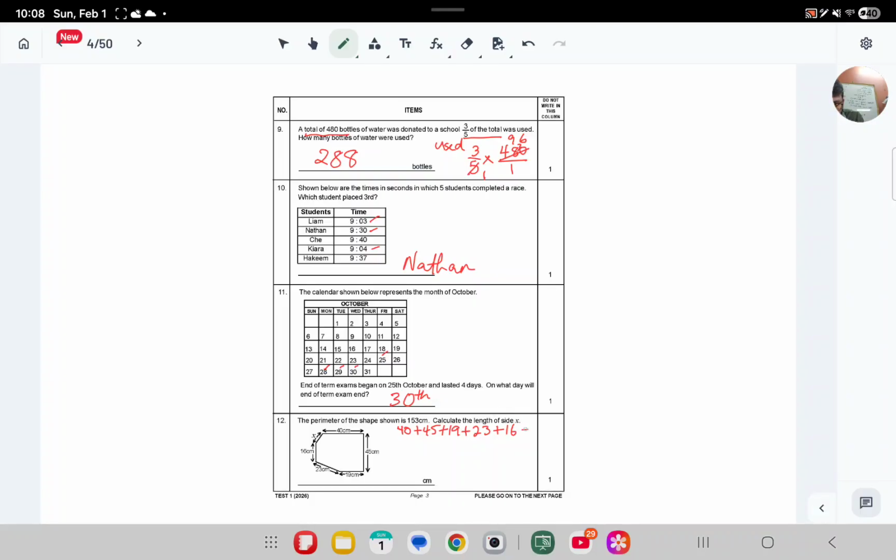Alright, and that should give us 143. Now to find out the value of side x from the total, which is 153 centimeters, we take away the sum of the known sides, which we calculated to be 143 centimeters, and that will give us 10 centimeters. So we know side x is 10 centimeters.